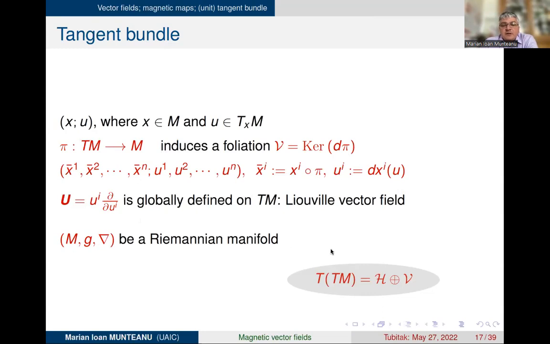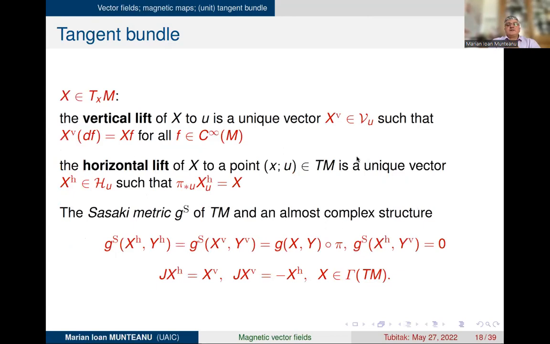Okay, g the metric, nabla the Levi-Civita connection, and we have the splitting of the tangent bundle of TM. TM is a manifold in this case, and it is split in the horizontal distribution that is defined via parallel translation with respect to the Levi-Civita connection, and the vertical distribution. Okay, we have the vertical lift and also the horizontal lift. Okay, the vertical lift is defined here. The horizontal lift is the only vector field that projects to X. So the vertical lift, the horizontal lift of X. Okay, so we obtain two lifts.